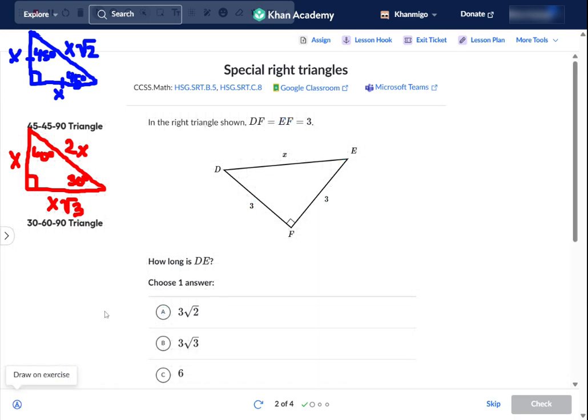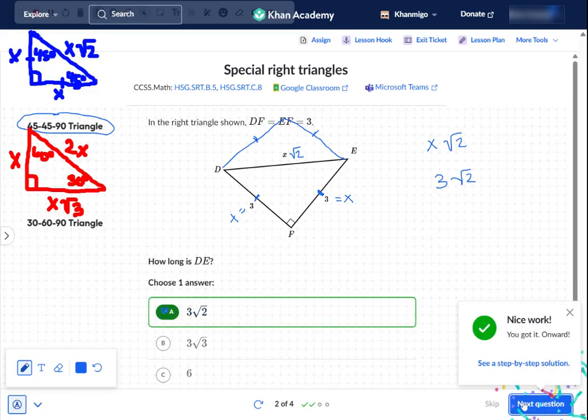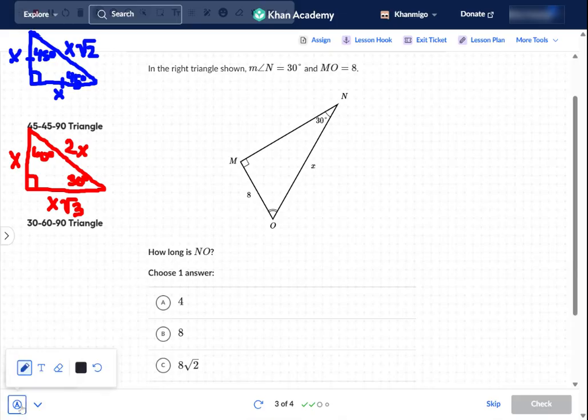Okay, let me look again, I'm going to skip ahead. Let's find one that's a little more difficult. Hopefully this one's a little bit more difficult. Perfect. Yeah, a little bit better. All right, so in this case, again, we're starting with trying to figure out which type of triangle this is, 45, 45, or 30, 60.